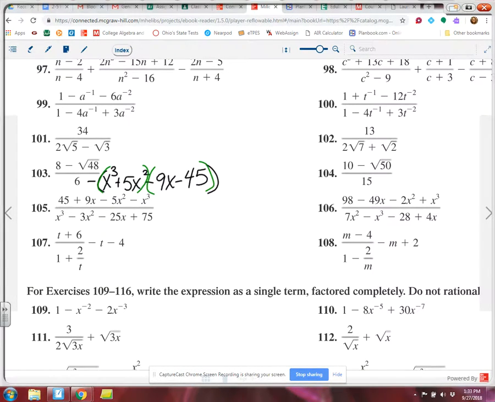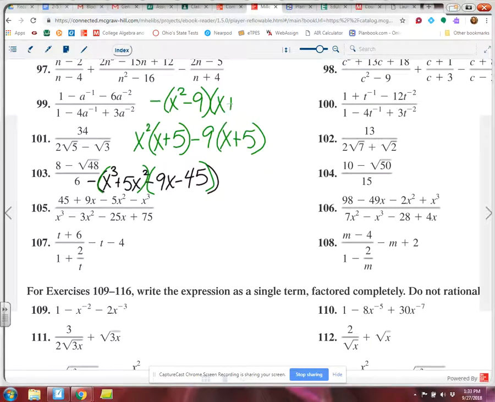What can you take out of the first group? X squared. What's left if you take out an x squared? We start with a minus sign. What can you take out of the second group? Which leaves me with an x plus 5 again. So I have a negative out front. I have x squared minus 9, and I have x plus 5.